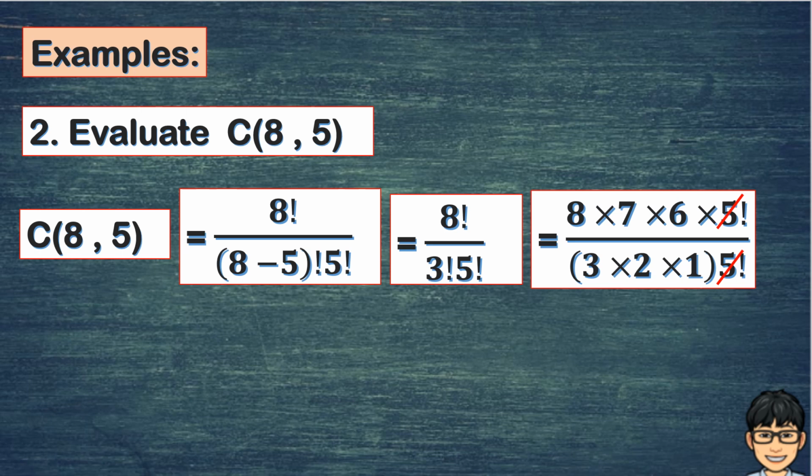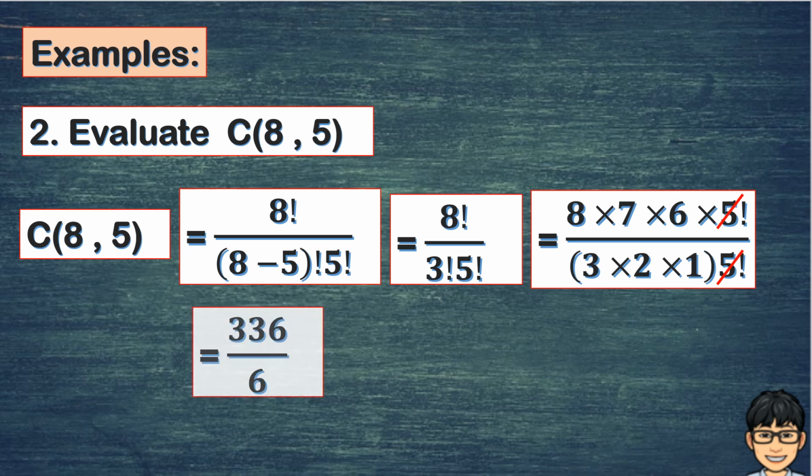Tapos, let us find the product of the numerator and the product of the denominator. So, we have 336 divided by 6. And that is equal to 56. Another way to simplify this, again, 3 times 2 is also equal to 6. So, pwede na natin silang i-cancel out. So, ano ang natira sa itaas? 8 times 7. And that is also equal to 56.